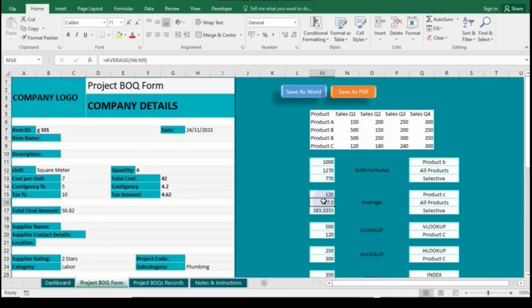This formula calculates the average of values in N6, N7, and N9 by summing them and dividing by 3, providing a simple way to find the central value.